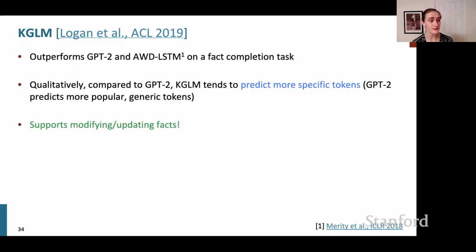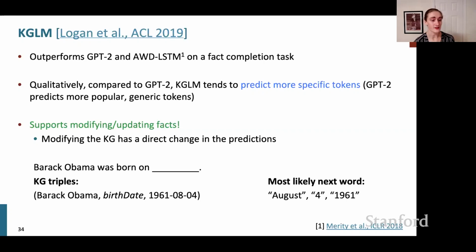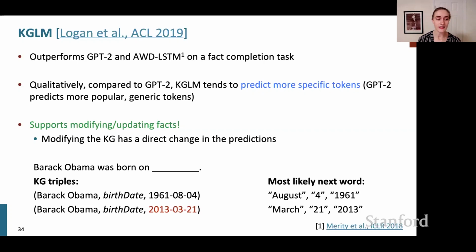And then they had these really cool set of experiments where they showed that kglm actually supports modifying or updating facts. So they made a direct change in the knowledge graph, and then they saw what is the change in kglm's predictions. So they had this example where the sequence was "Barack Obama was born on blank." They had their knowledge graph triple as Barack Obama's original birth date, and then their most likely next tokens were, as expected, August 4th, 1961. And then they just changed their knowledge graph. So they changed the birth date of Obama. They said, okay, he's now born 2013. And they looked to see what the next predictions were for kglm, and it changed its predictions to match what was in the local knowledge graph.